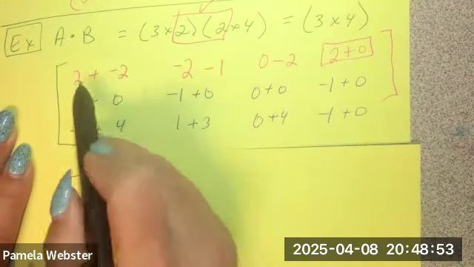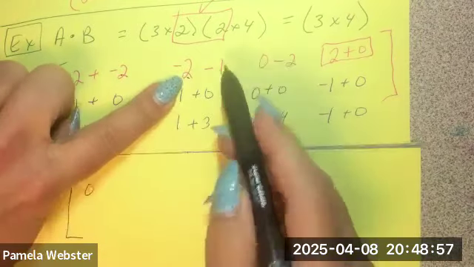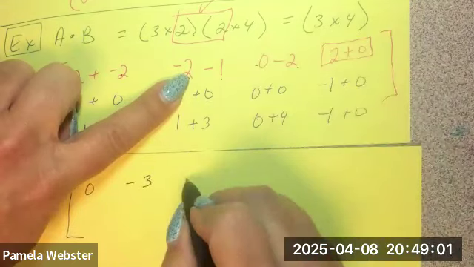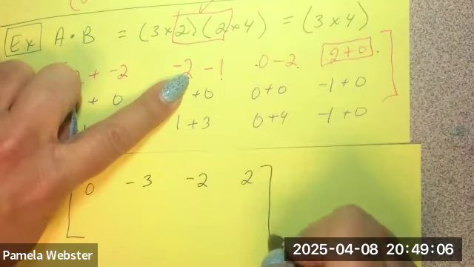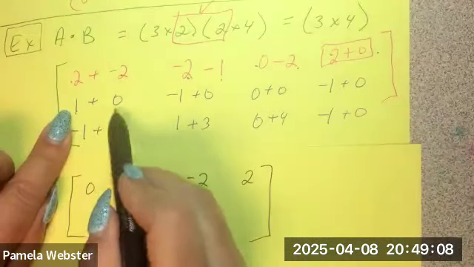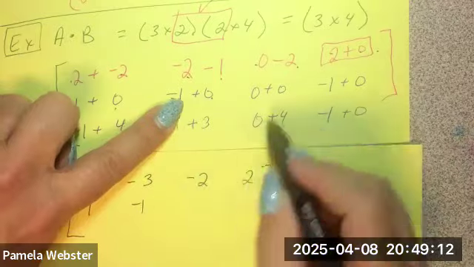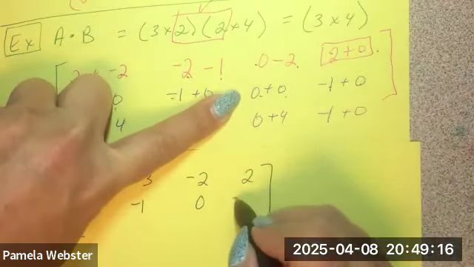Okay, 2 plus negative 2, that's a 0. Negative 2 minus 1, that's a negative 3. 0 minus 2, that's a negative 2. 2 plus 0, that's a 2. Okay, 1 plus 0, 1. Negative 1 plus 0, negative 1. 0 plus 0, 0. Negative 1 plus 0, negative 1.